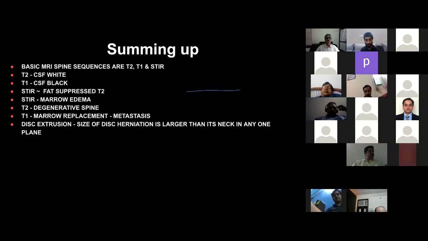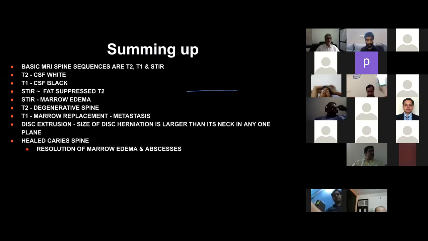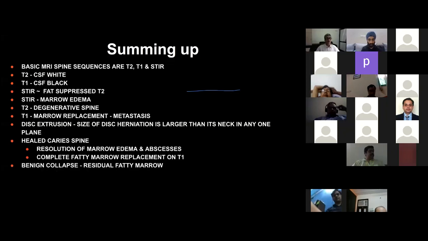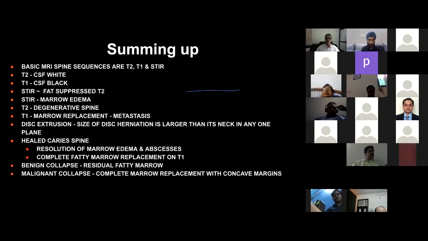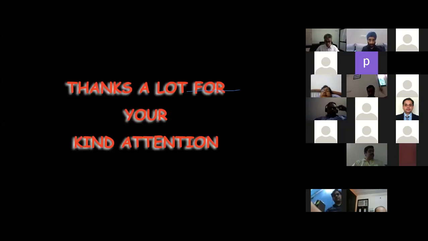Disc extrusion is defined as when the size of the disc herniation is larger than its neck in any one plane. Healed Caries spine on MR can be characterized by resolution of marrow edema and abscesses and complete fatty replacement of marrow on T1 WI. Benign collapse shows residual fatty marrow. In malignant collapse, there is complete marrow replacement with convex margins. Sorry, it was wrongly written earlier, with convex margins. Thanks a lot for your kind attention.